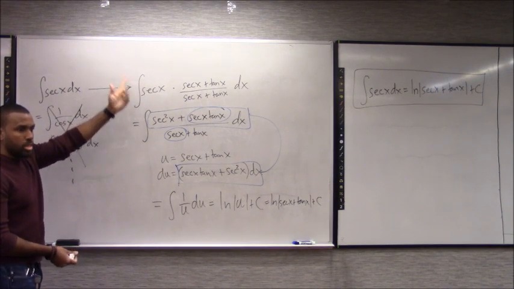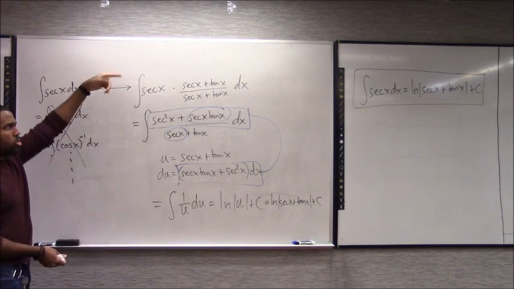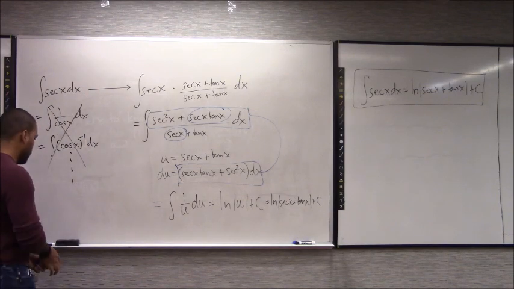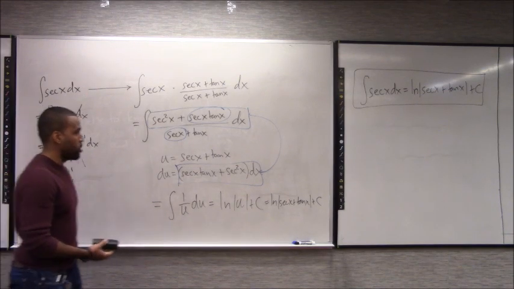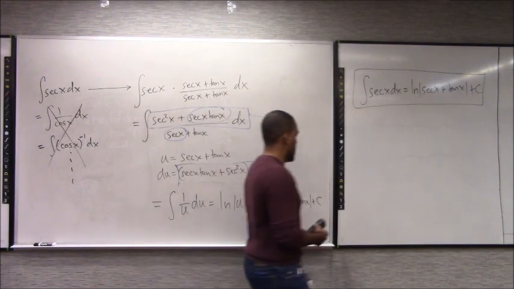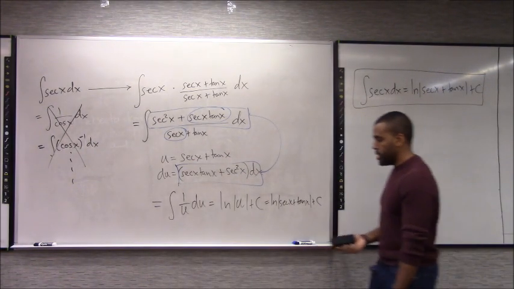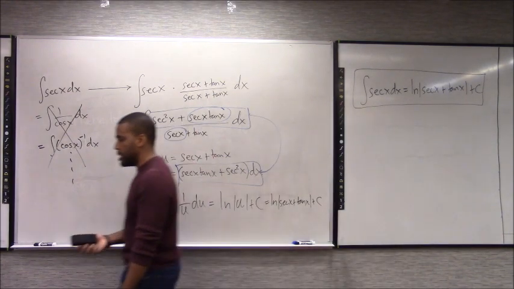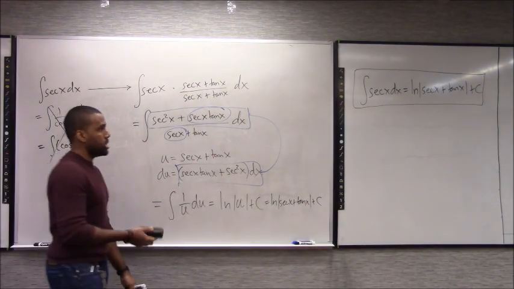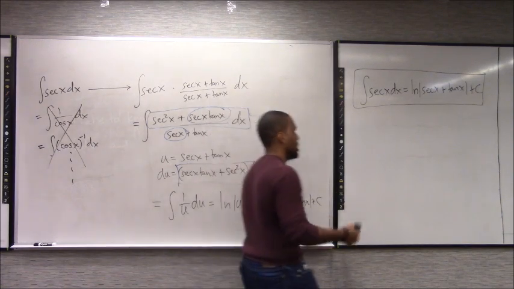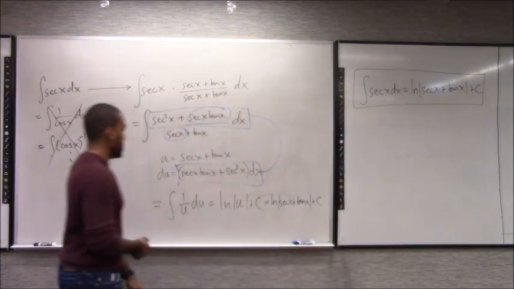Cosecant is a very similar thing. You'd multiply by cosecant minus cotangent or something, and the numerator would actually work out to be the derivative of the denominator. So yeah, that's how you do it. The integral of tangent is ln of absolute value of secant plus c. The integral of secant is ln of absolute value of secant plus tangent plus c.